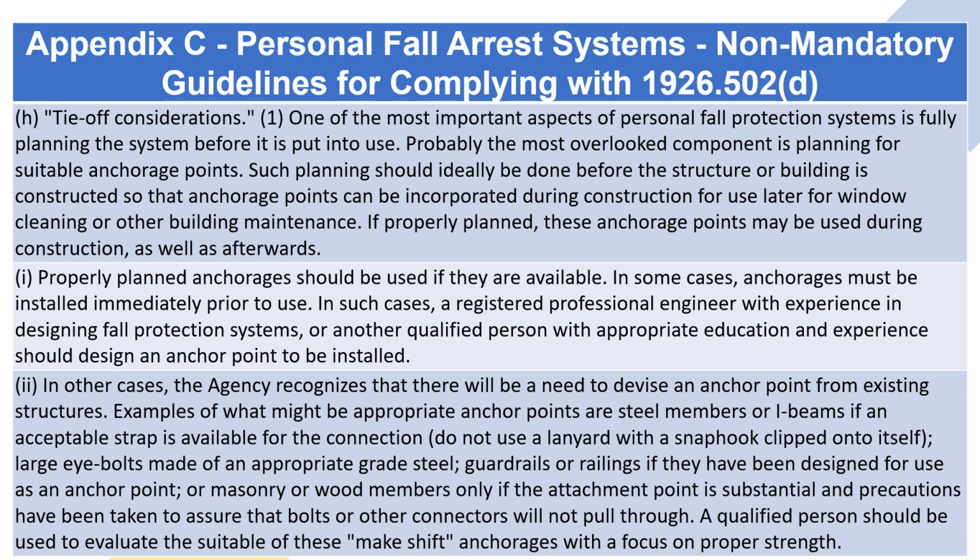2. In other cases, the agency recognizes that there will be a need to devise an anchor point from existing structures. Examples of what might be appropriate anchor points are steel members or I-beams if an acceptable strap is available for the connection. Do not use a lanyard with a snap hook clipped onto itself. Large I-bolts made of an appropriate grade steel. Guardrails or railings if they have been designed for use as an anchor point, or masonry or wood members only if the attachment point is substantial and precautions have been taken to assure that bolts or other connectors will not pull through. A qualified person should be used to evaluate the suitability of these makeshift anchorages with a focus on proper strength.